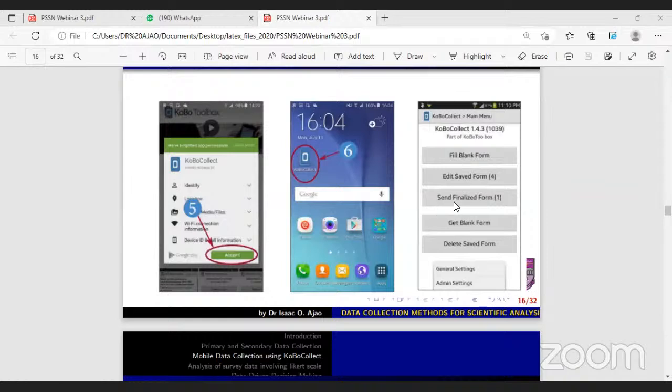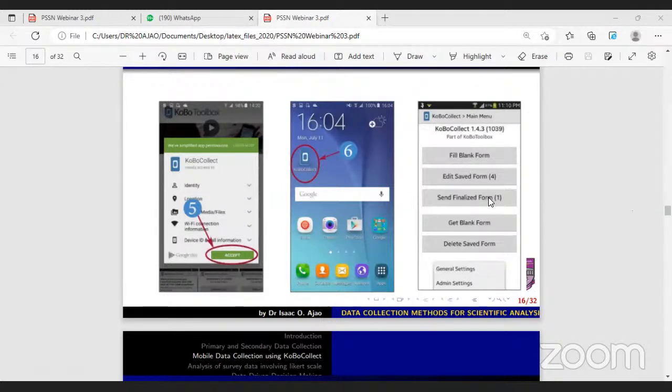edit saved form, finalize. So there's a central database. That's where all the people you have given this work to do are entering data as they send it, along with the location at that time. But you must have set the questions. I've tried all of this, and for now, to me, this is the best.